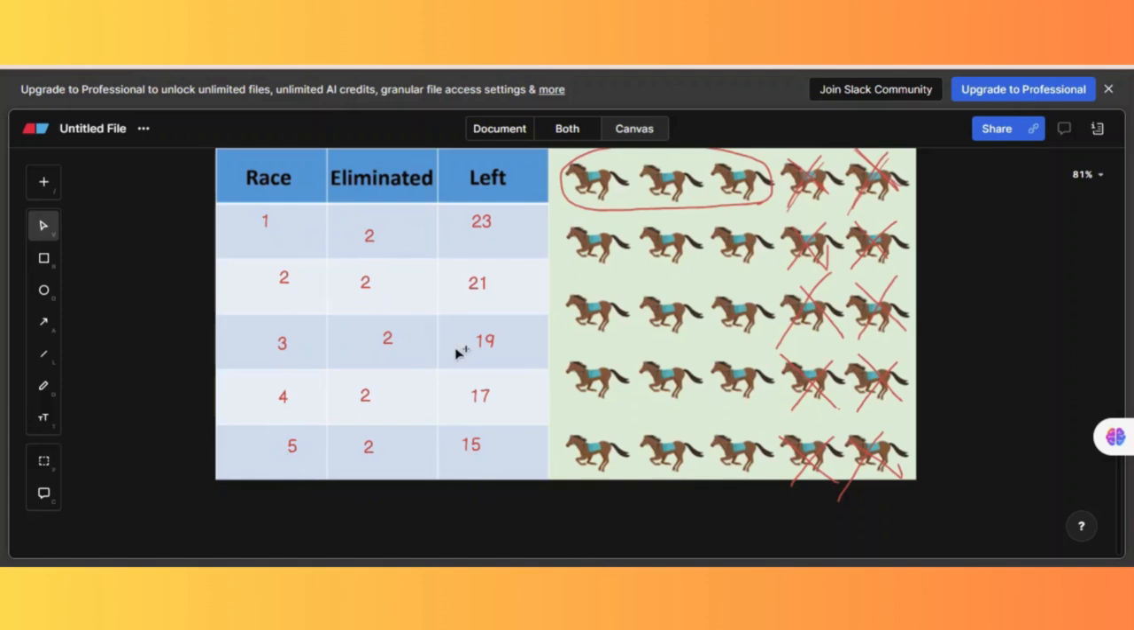With the help of these five races, I can get the horses which are not in use, which may be fourth or fifth in their position, but I have to find the top three horses. That's why I have eliminated them from each race.